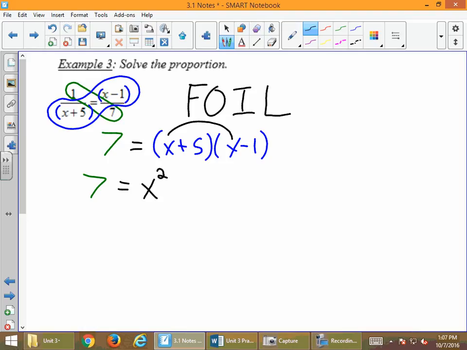All right, so now the next one is the outsides. What are the outside pieces in this FOIL? X and negative 1. What's x times negative 1? Negative 1x. Pretty easy there. Negative 1x.